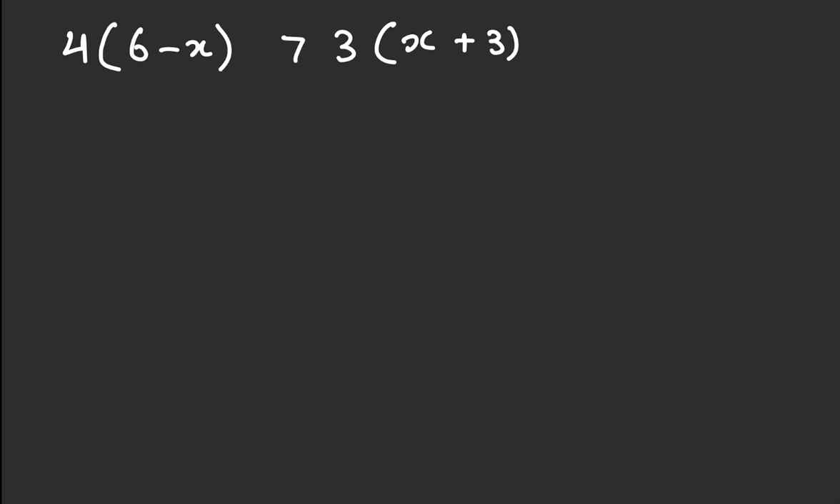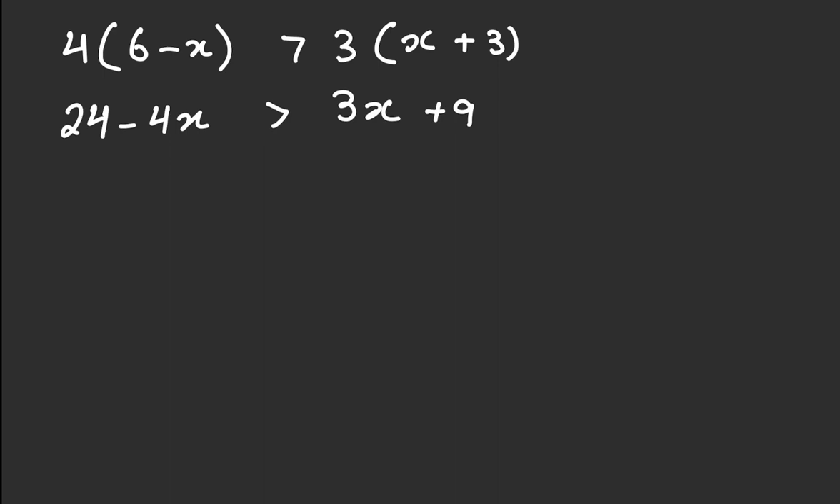I'll just put in a random example and we'll work forward. Let's say we have 4 into 6 minus x is greater than 3 multiplied by x plus 3. Now the first thing we do here is expand each bracket respectively. So let's open this bracket now. So we have 24 minus 4x. I hope you guys know how to open simple brackets. Is greater than 3x plus 9. So that's what's happening now.